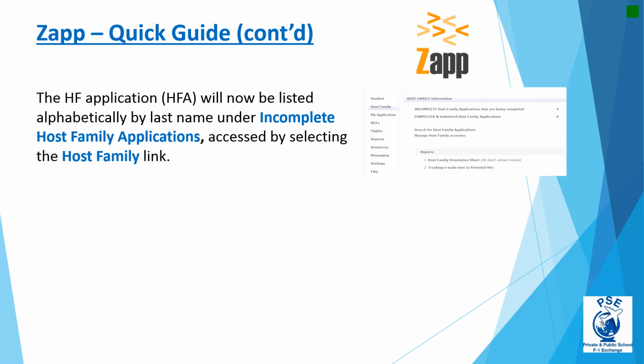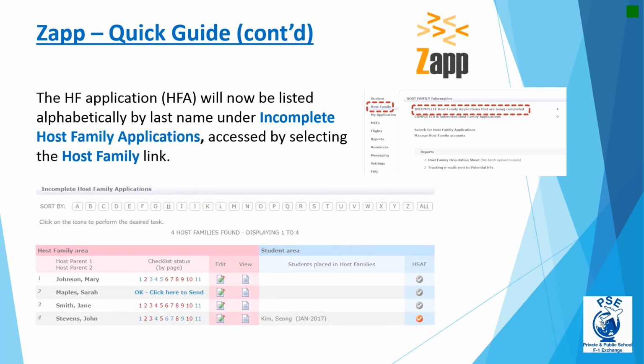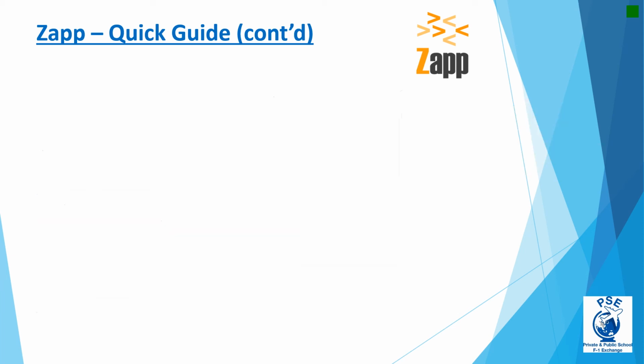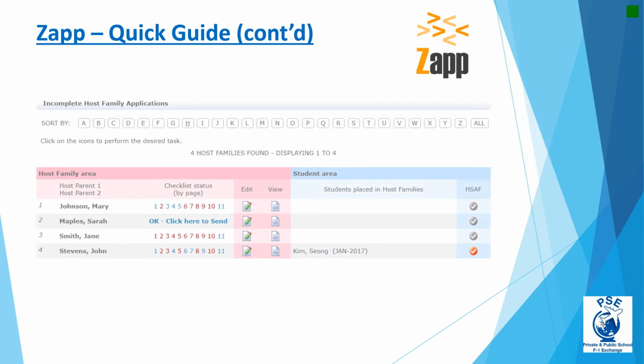You can access the new host family application by clicking on the host family link and then Incomplete Host Family Applications. The new host family application will be listed alphabetically by name. From this screen, you may check the host family's HFA completion progress by selecting the individual page numbers. Pages 1 through 5 will be completed by the host family.